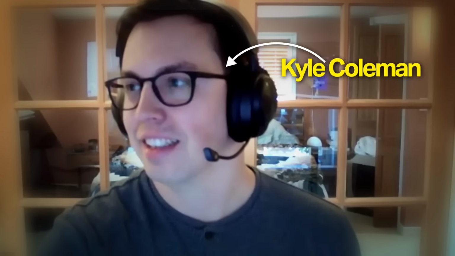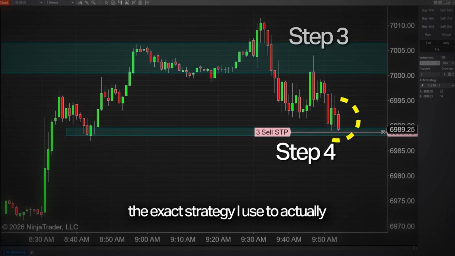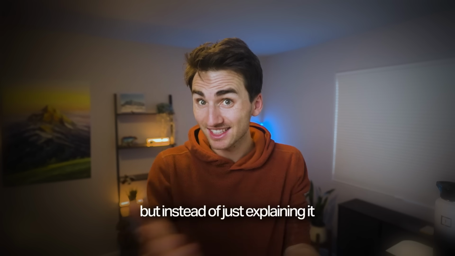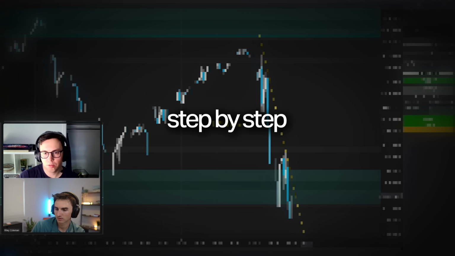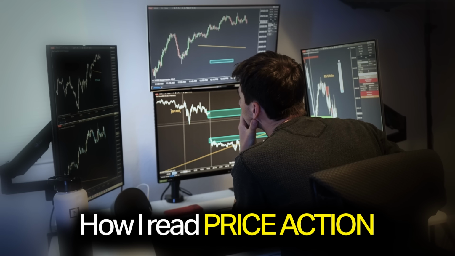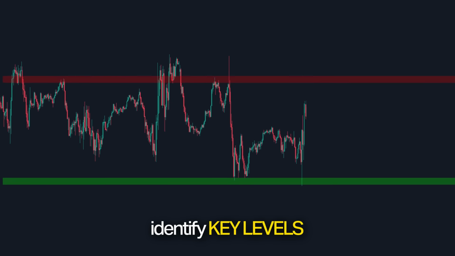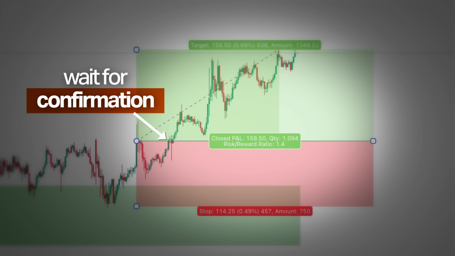Today I'm walking my brother through the exact strategy I use to actually take trades in the market. But instead of just explaining it, we're breaking down real trade examples step by step. You're gonna see how I read price action, identify key levels, and wait for confirmation before entering.